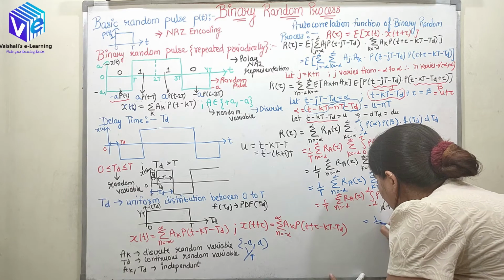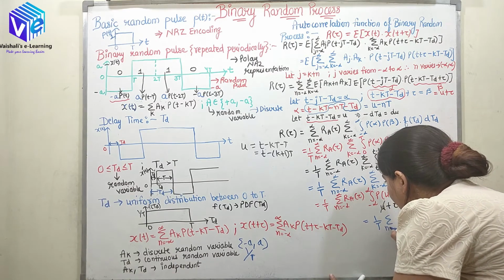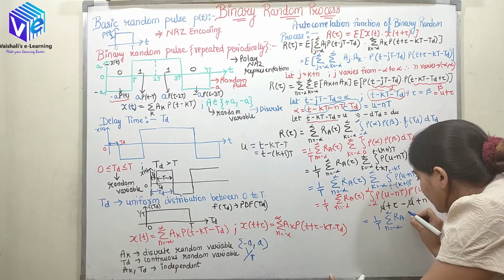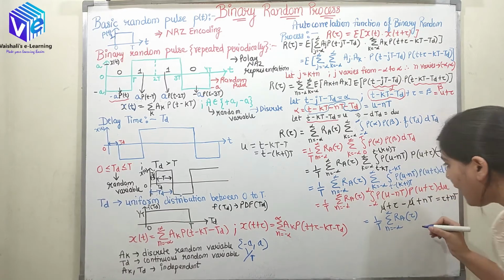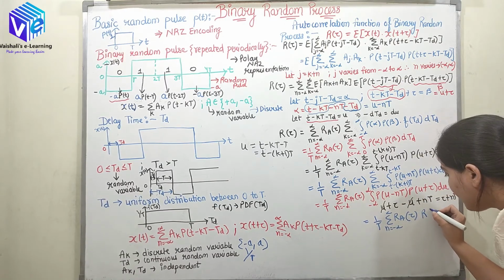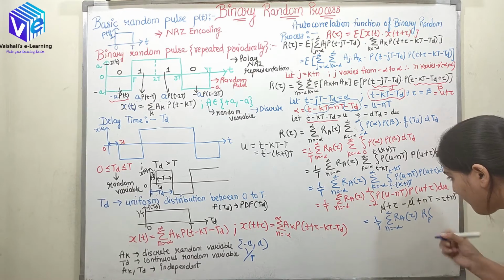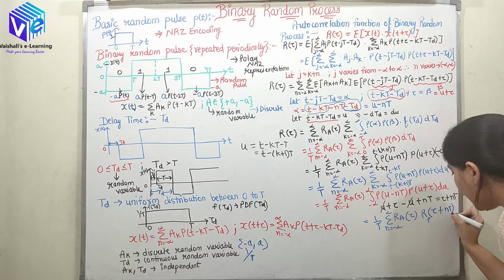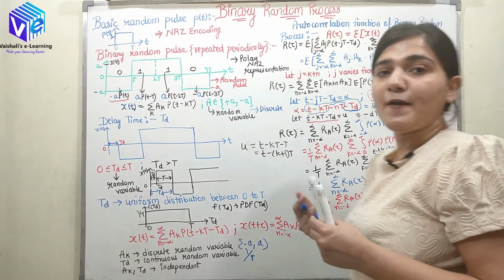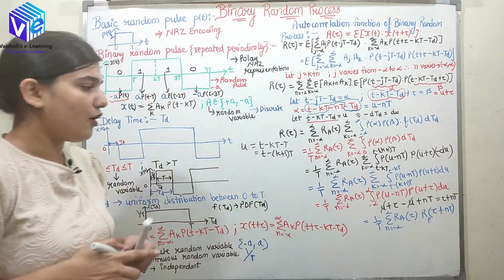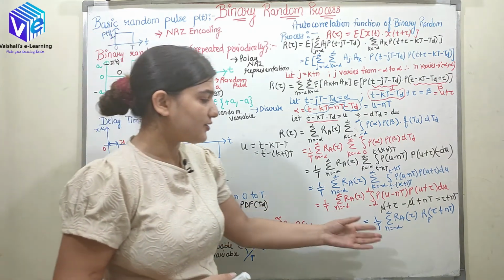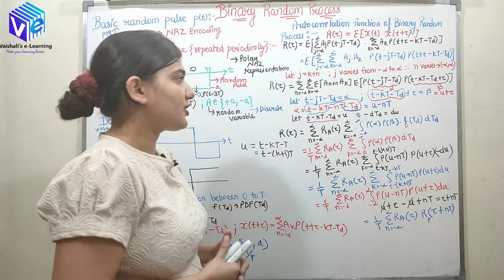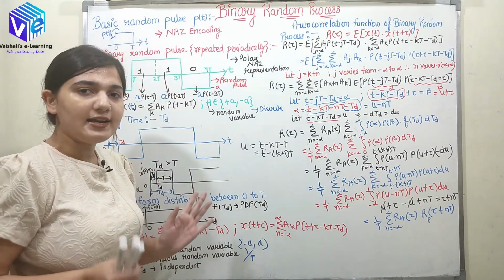So it is 1 upon T, summation n equal to minus infinity to infinity, the autocorrelation function of the amplitude in terms of tau, multiplied by the autocorrelation function of the pulse in terms of tau plus nT. So it's the shifted autocorrelation function of the pulse. I hope you understood how I can calculate the autocorrelation function of the binary random process.